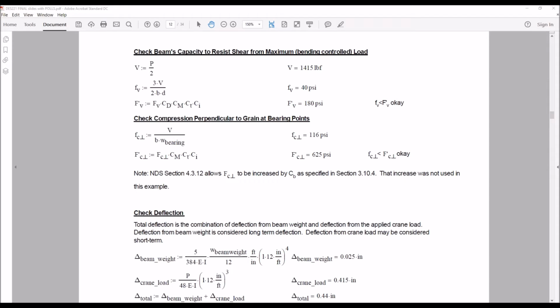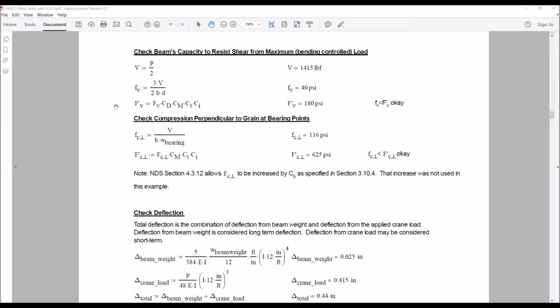The maximum shear for a simply supported beam occurs at the supports, and in this case it is going to be equal to P/2, which is the hoist load divided by 2. So we get a shear V of 1,415 pounds. Our shear stress is calculated as 3 times V over 2 times the area, so that B times D is our cross-section area. So our applied shear stress is 40 psi.